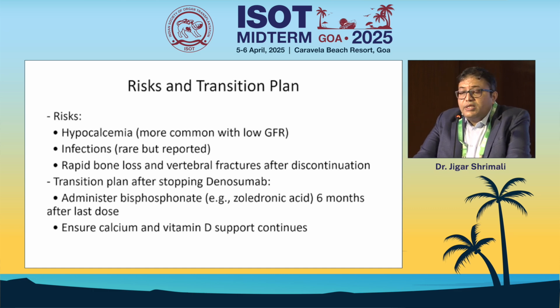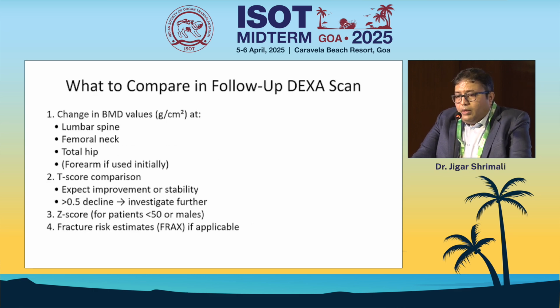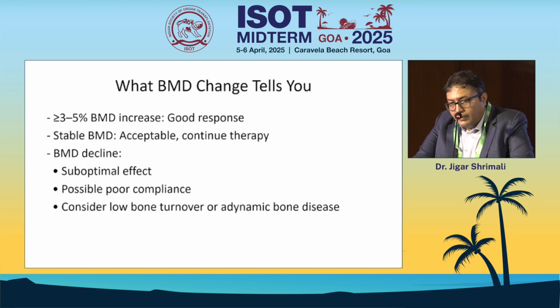Now, if we want to transition from denosumab to bisphosphonate, then administer bisphosphonate 6 months after the last dose, and we need to ensure calcium and vitamin D support again. Now, we are repeatedly talking about doing a DEXA scan, but what do we need to see? As a nephrologist, do we need to see just the T-score or what is it? We need to check BMD values for lumbar, femoral and total hip, and forearm if used initially. We need to check the T-score and expect improvement or stability; more than 0.5 decline, we need to investigate further. And Z-score for patients less than 50 or male. And we need to check fracture risk estimate if applicable.